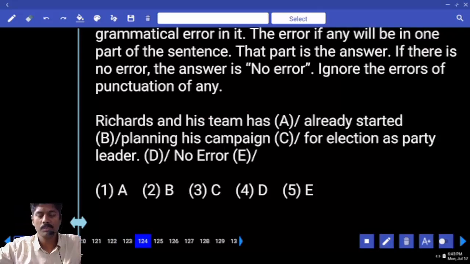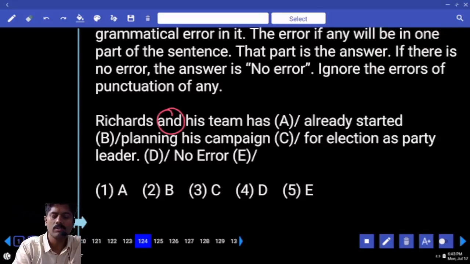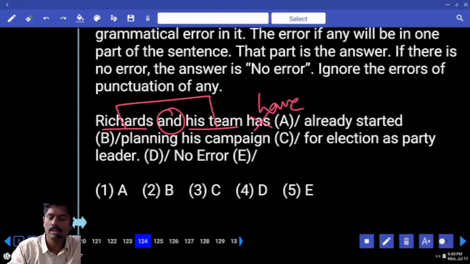Richards and his team has. Where and is given, always take plural verb. And Richards and a team, many are there. So they have started, already started. Error is in the first part here.